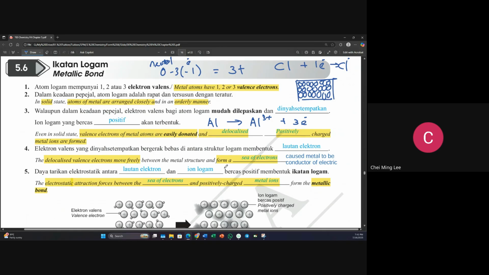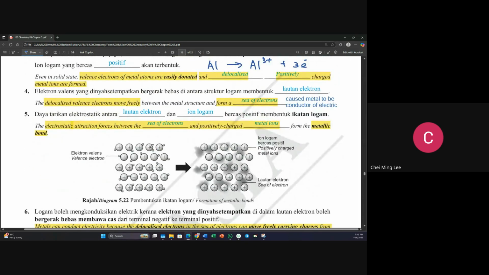So with this, the electrostatic attraction force between the sea of electrons and the positively charged metal ions will form the metallic bond. These are the valence electrons on the outside. After they are released, they will form the sea of electrons, lots of electrons gathered together. It becomes like a field, so lots of electron fields will create the sea of electrons.